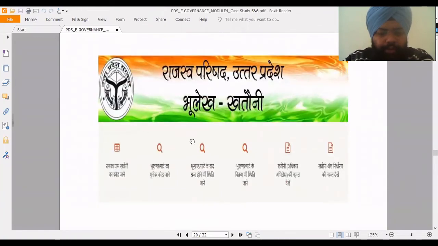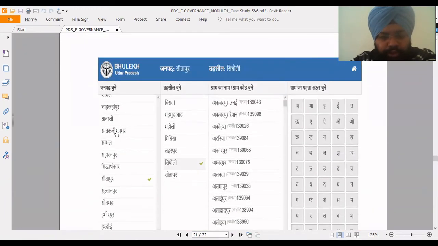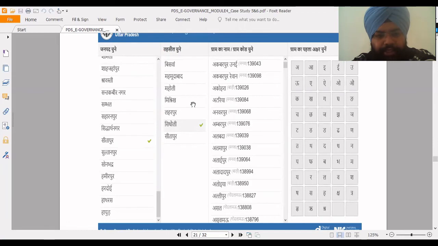So, this is the website of Rajasva Parishad Uttar Pradesh Khatoni. In this, you can access each and every information that is related to the land records. In which manner you can find out your information, the information about the land is shown here with the information given by the citizen.